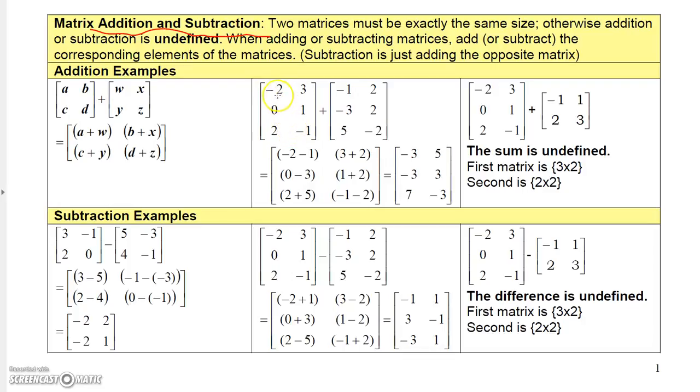So notice that this is a 3 by 2. This is a 3 by 2. And since they're both 3 by 2 matrices, we can add them together.